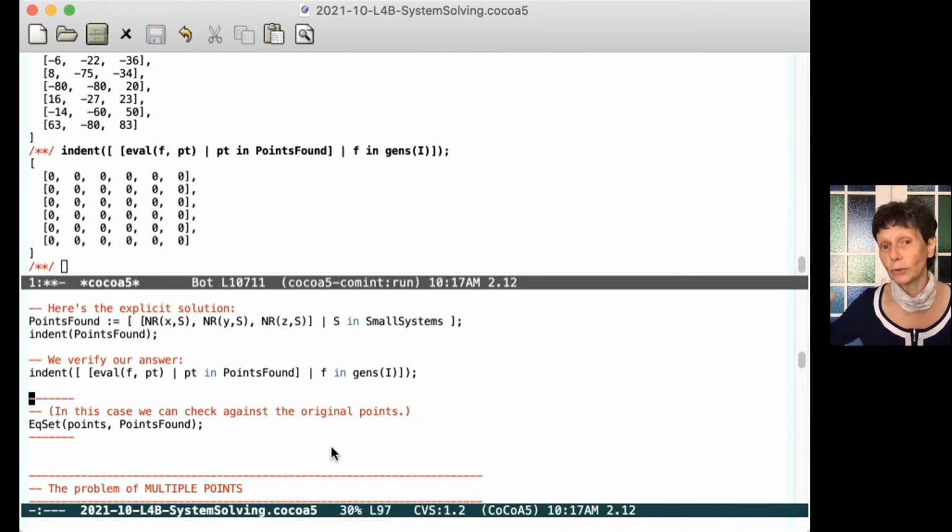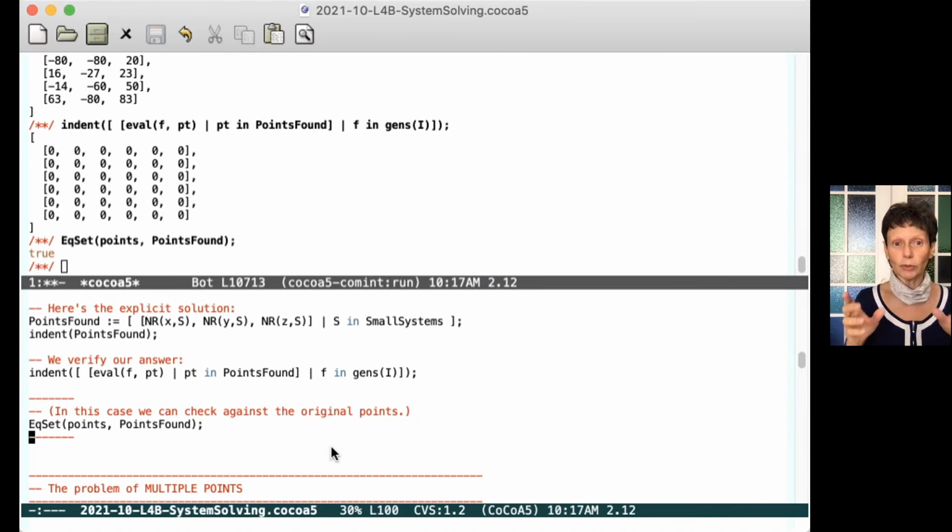In this case, we know the story of the system, so we can go and check if these solutions are the points we started from. But we must be careful because these are lists of points and not sets of points. In a list, the 6 points might be sorted in a different way. So we need to call the function EqSet if we want to compare 2 CoCoA lists as sets, disregarding the ordering of the 2 lists.